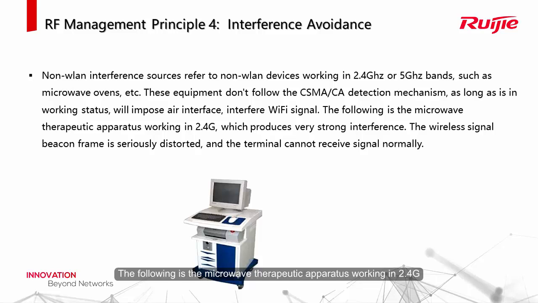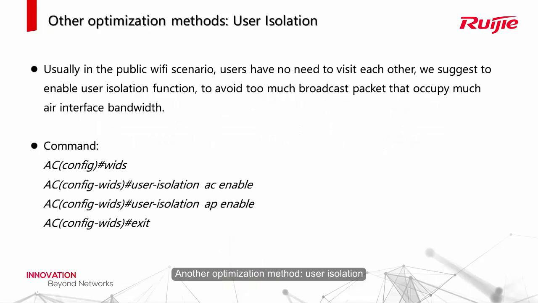The following is a micro-therapeutic apparatus working in 2.4G, which produces very strong interference. The wireless signal beacon frame is seriously destroyed, and the terminal cannot receive the signal normally. If such interference sources are found on site, they are strongly recommended to be removed by negotiation. If they cannot be removed, we should avoid their working frequency.